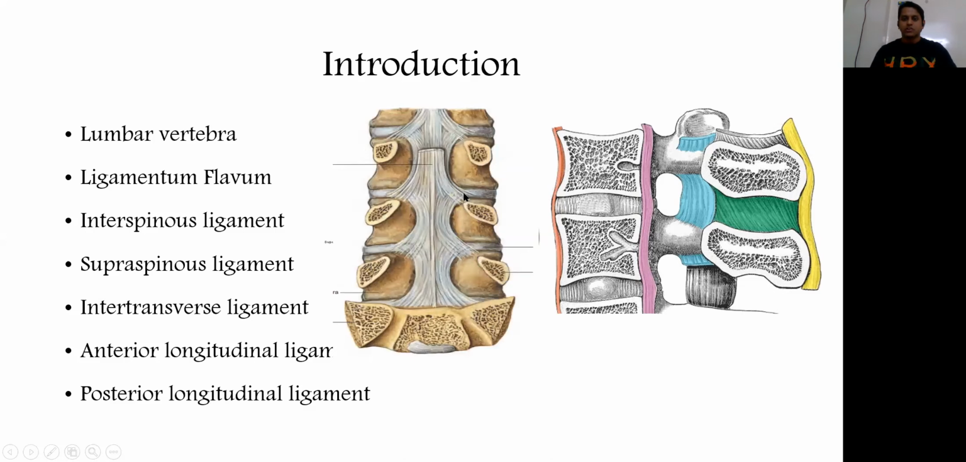Next is the posterior longitudinal ligament, which is broader towards the cervical and the thoracic region, but it is denticulate in shape, dentate like here, along the lumbar region, which forms a narrower band in the midline and is broader on the sides in the region of the intervertebral disc.